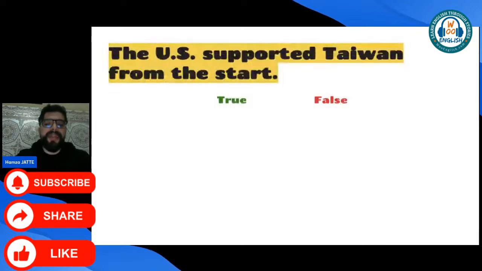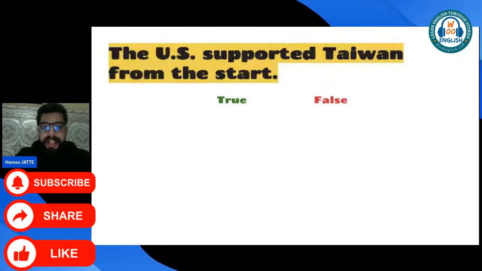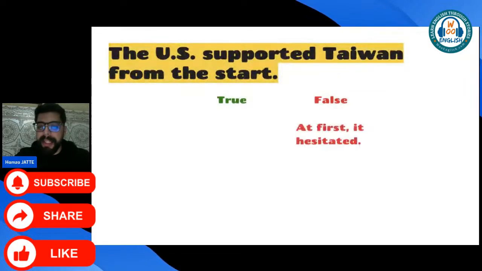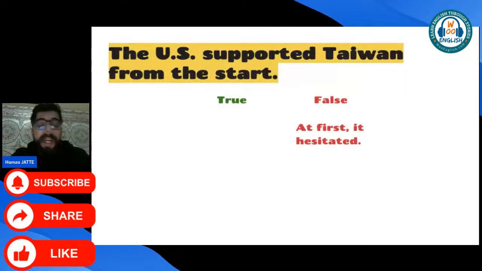So Lee says it's false. What about the rest of you? What do you think? Maybe let me reveal the first one. It is false, exactly. Because in the beginning, the United States hesitated. Shall I intervene? Shall I support Taiwan, or shall I remain neutral?